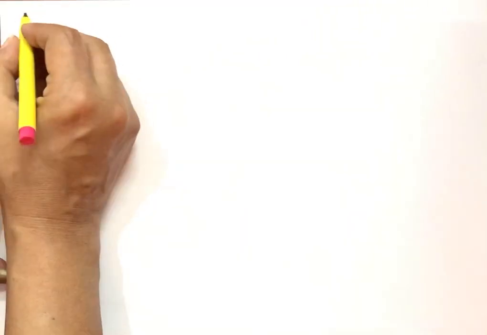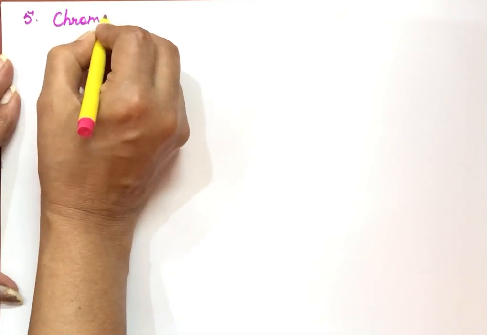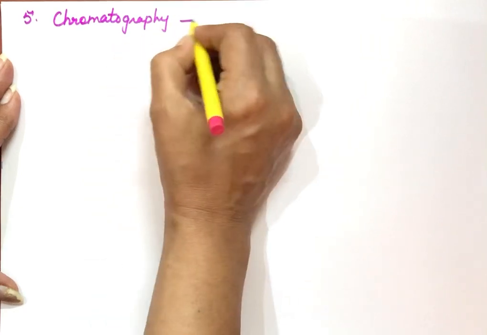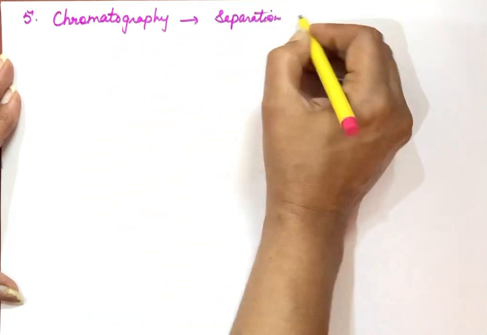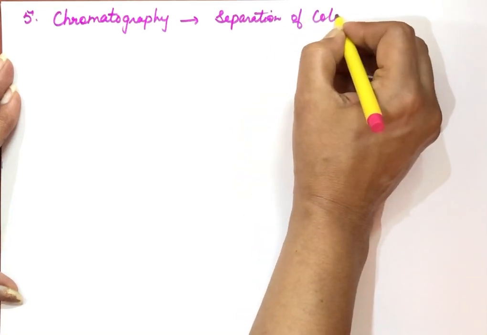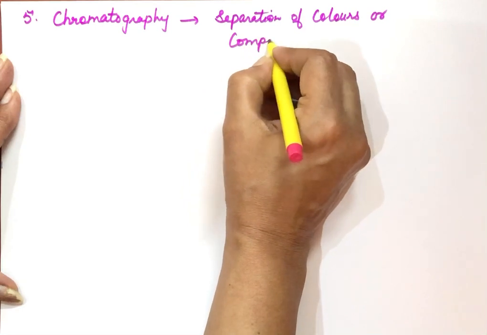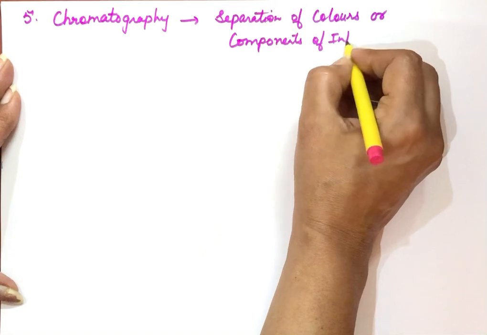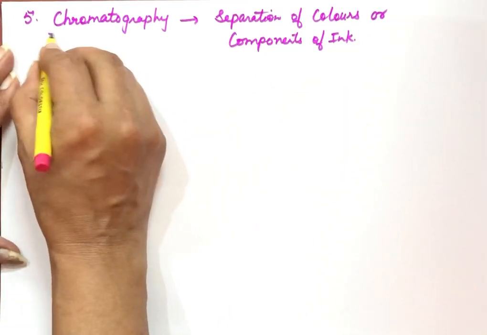Now, the fifth method after this is the chromatography method. This method we use to separate different colors which are there in an ink, or to separate components of ink. We have a mixture in which there are colored components, or to separate the components of ink, we are using which method?